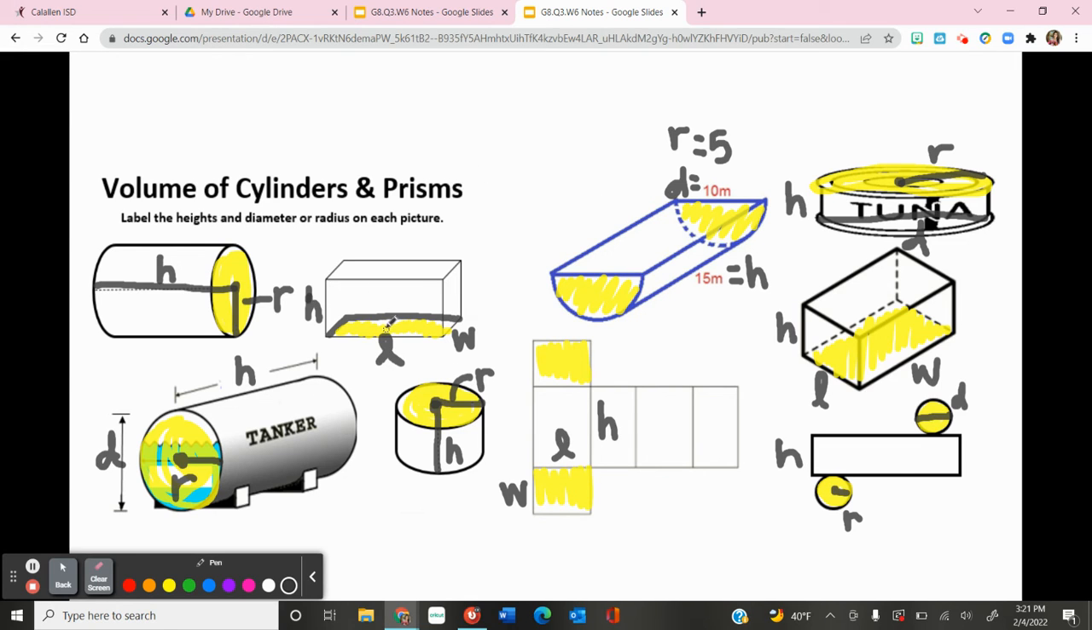So that is volume of cylinders and prisms on the front page. Let's go ahead and look at a couple of examples.